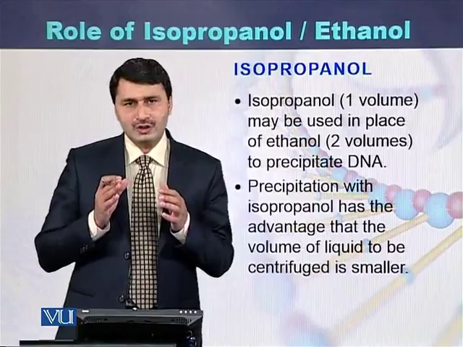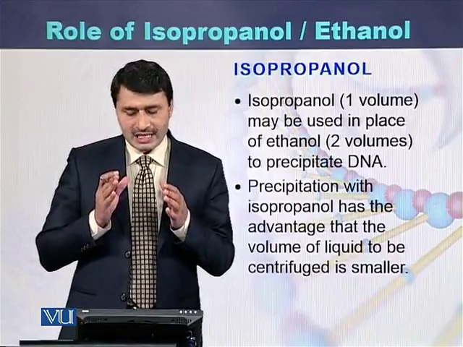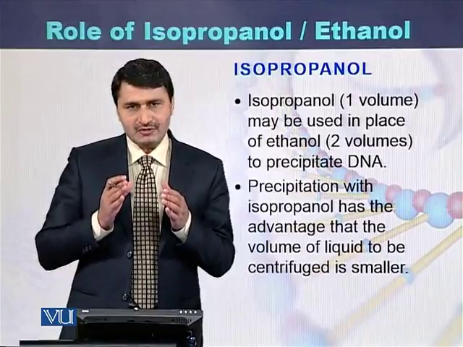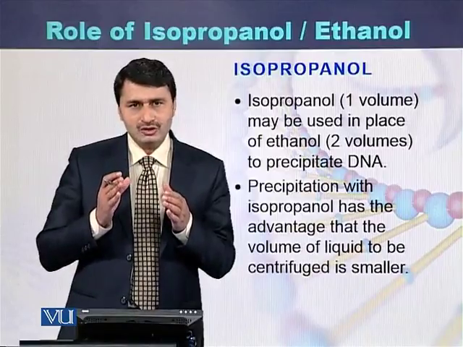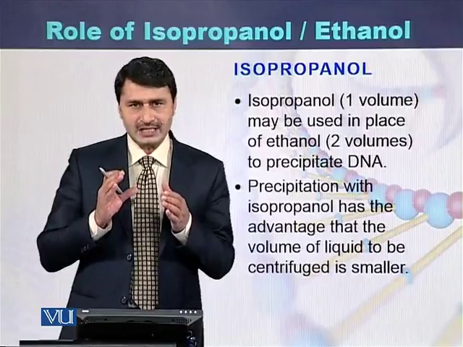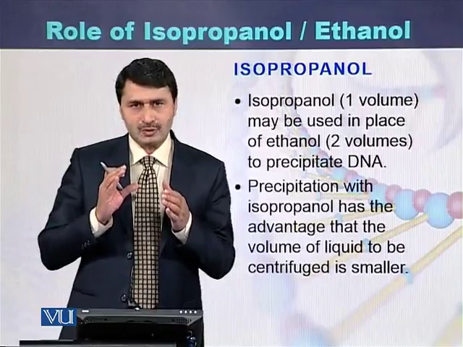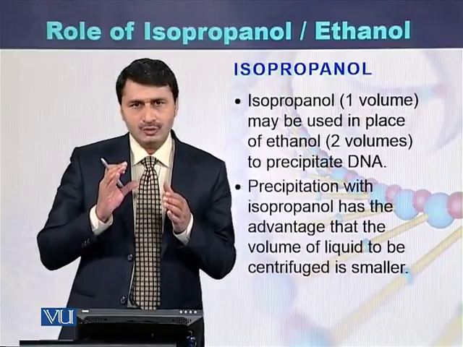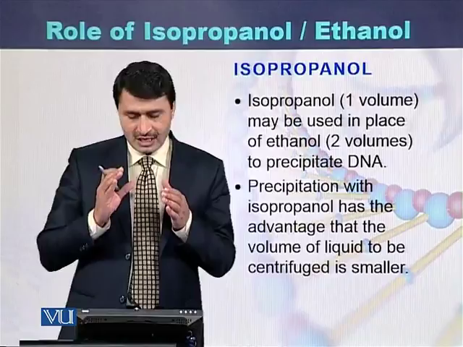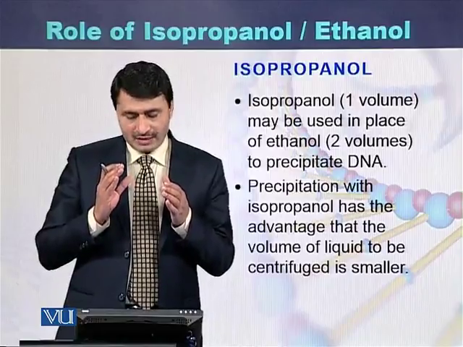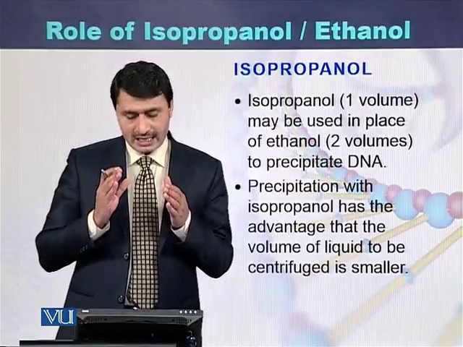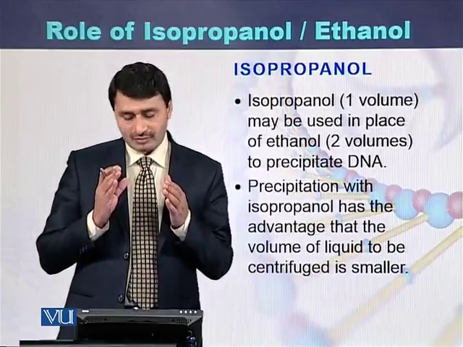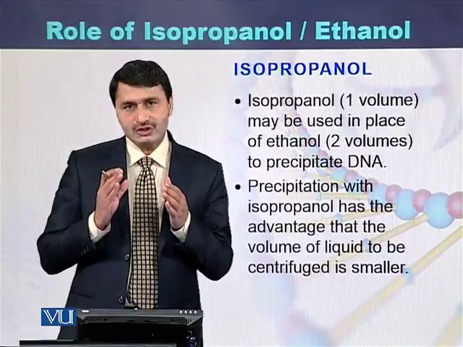In the case of isopropanol, it is recommended that 1 volume of isopropanol is used for 1 volume of the solution in which DNA is present. So in the case of isopropanol, we need a smaller amount of isopropanol to precipitate the DNA. Precipitation with the help of isopropanol has the advantage that the volume of the liquid to be centrifuged is smaller.